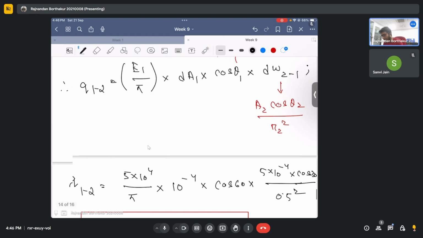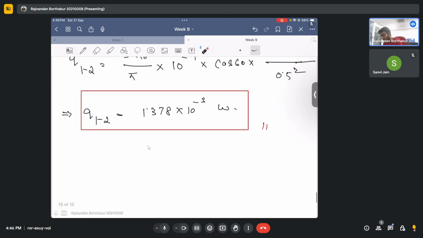If we know the radiant energy that is leaving surface 1 and intercepted by surface 2, can you tell me what this G2 is? That is the irradiation on surface 2. Can you give it a try? It's very simple. You just need to think about it. What is the definition of irradiation, basically?